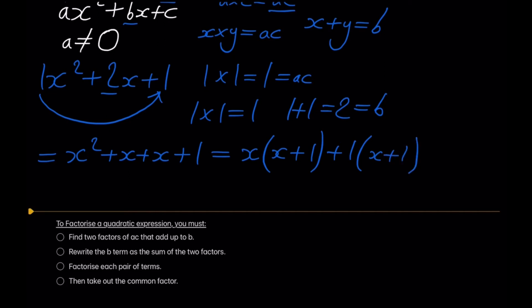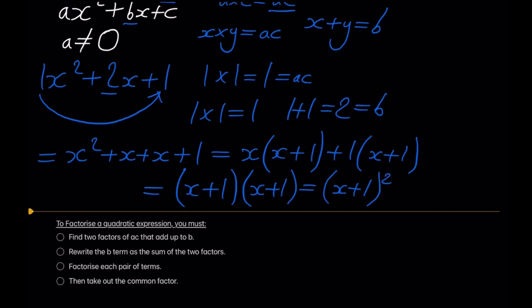And we can now factor this as well. What do we call that? We call it taking out the common factor. In this case, the common factor is x plus 1. So we can take it out, and we'll end up with x plus 1, and in another bracket, x plus 1. And if you've seen my previous video, you'll know that this simplifies to x plus 1 all squared.